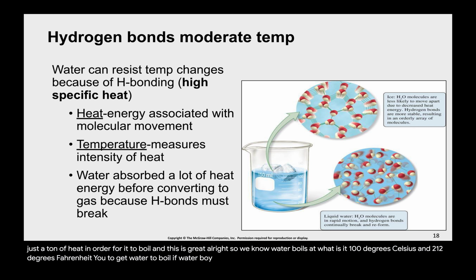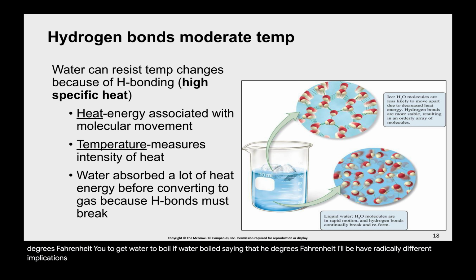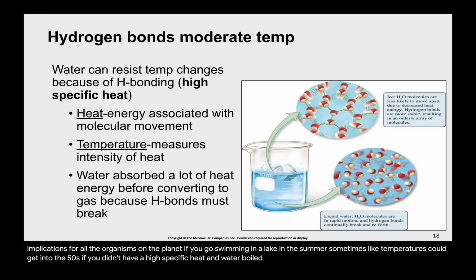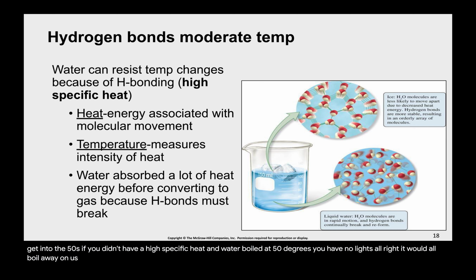If water boiled, say, at 50 degrees Fahrenheit, that would have radically different implications for all the organisms on the planet here, right? If you go swimming in a lake in the summer, sometimes the lake temperatures can get into the 50s. If we didn't have a high specific heat and water boiled at 50 degrees, we would have no lakes, right? It would all boil away on us. That wouldn't be great. So water has a really high specific heat. It takes a lot of energy for it to change states.